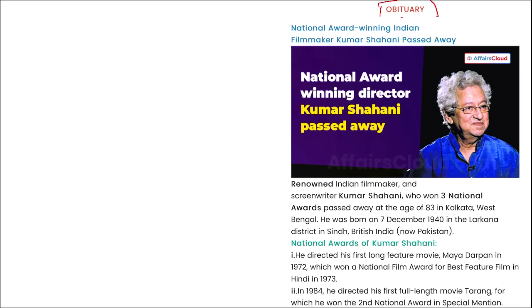Next is obituary. National award winning Indian filmmaker Kumar Shahani recently passed away. As you can see him in the picture, Kumar Shahani, who won 3 national awards, passed away at the age of 83 in Kolkata, West Bengal.